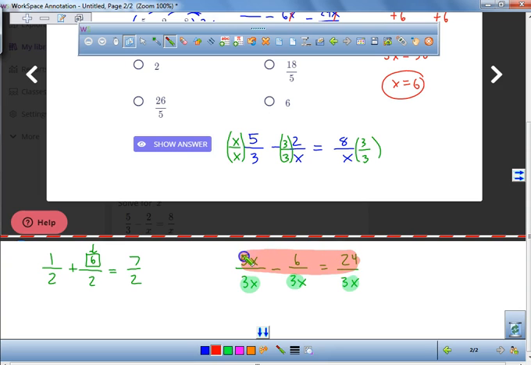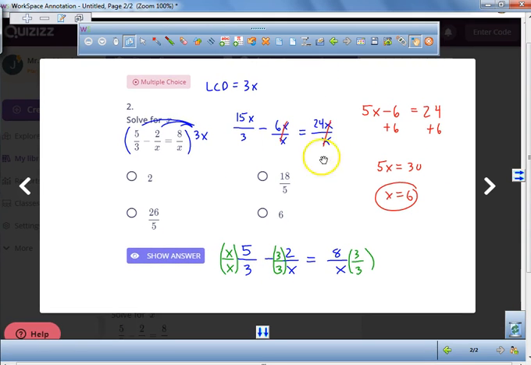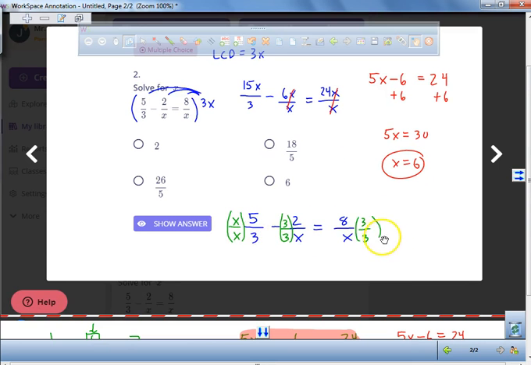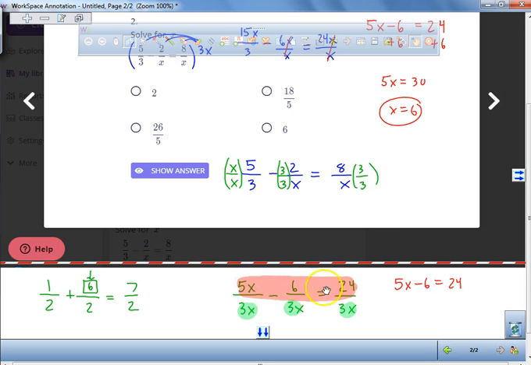So I could set it up, and for me, sometimes it's easier to think of it this way. I can set it up as 5x minus 6 equals 24 without having to do all of the distributing and canceling out. I just have to make the denominators equal, then I know the numerators will be equal as an equation. Then you add 6 to both sides, divide both sides by 5, and you still get the same answer. Okay?